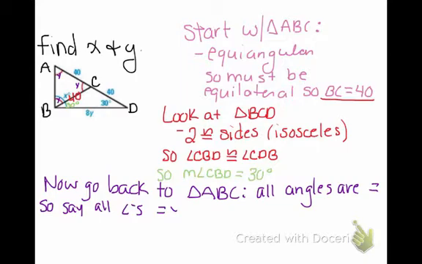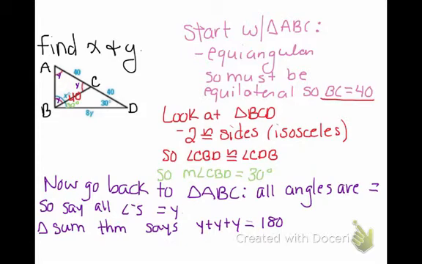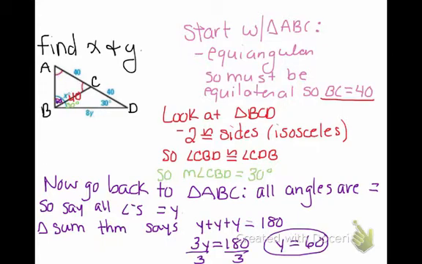It doesn't matter what variable we use, I just don't want to use x since x means something else. If we set all of our angles equal to y, then our triangle sum theorem says that all of our angles in a triangle must add to 180 degrees. So we can say y plus y plus y equals 180. When we simplify, we get 3y equals 180, so we divide by 3 on each side and get y equals 60.